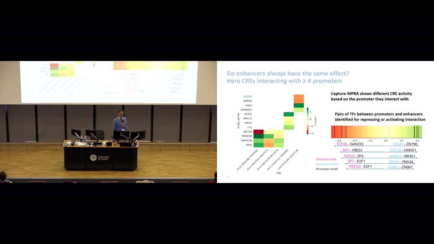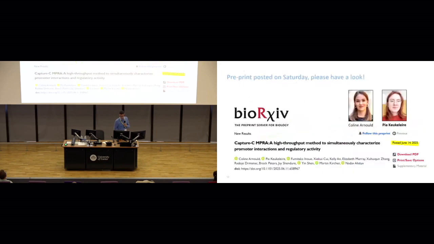And we looked into this a little more because you might be wondering, why does it happen? And we think it's actually certain pairs of TFs that come together between the promoter and the enhancer. And some of these pairs are then repressing and other pairs are enhancing. And so these are the significant pairs that we identified in this analysis. And this is actually something which we just released as a preprint on Saturday. So please feel free to have a look if you're interested in that.